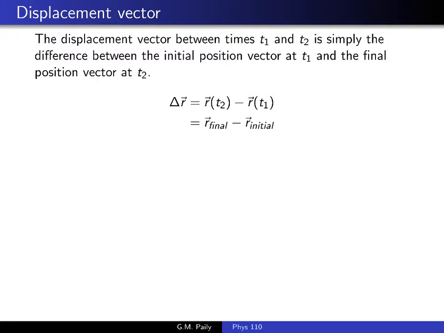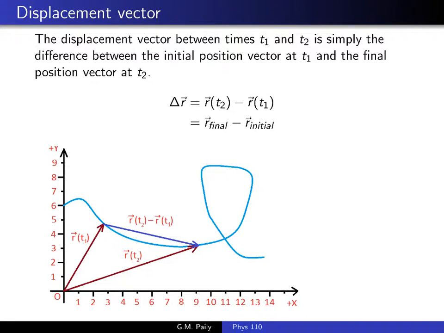The displacement is the change in position, that is, r final minus r initial. And it points from the initial position to the final position. Displacement, remember, is a vector. In this case, if this is the initial position and this is the final position, then the displacement points like this, from the initial to the final. We can express that in terms of r1 and r2 as minus r1 plus r2, because that has the same effect of going from here to here.